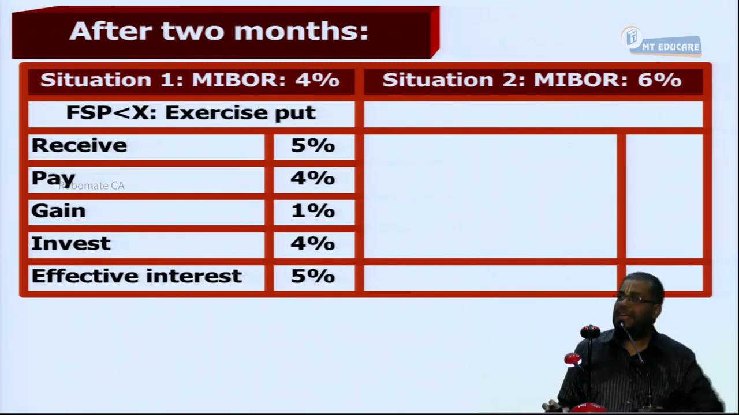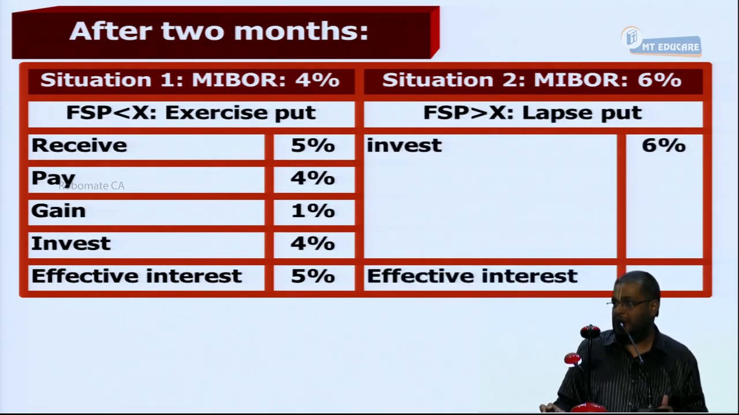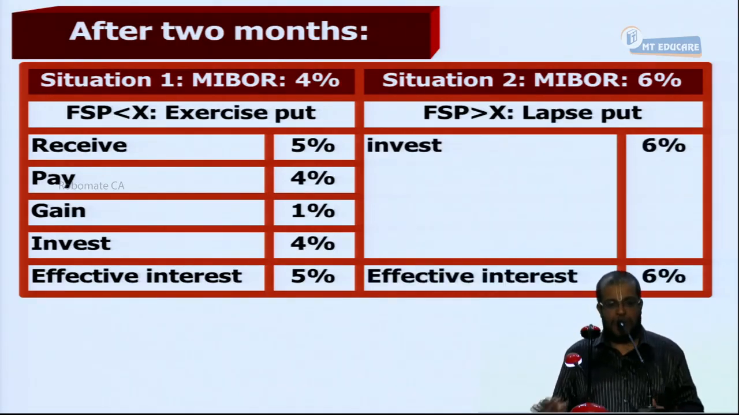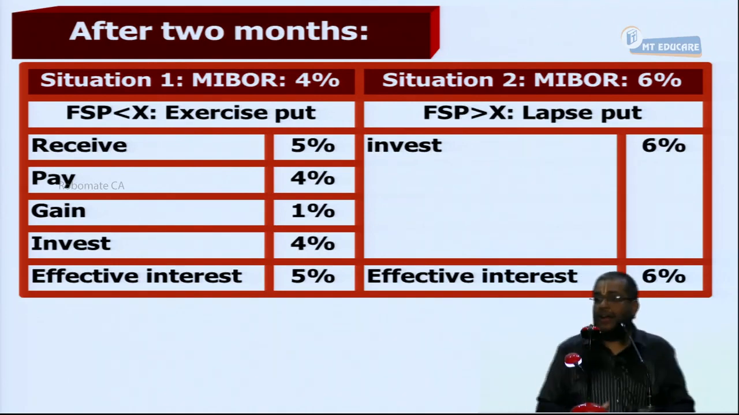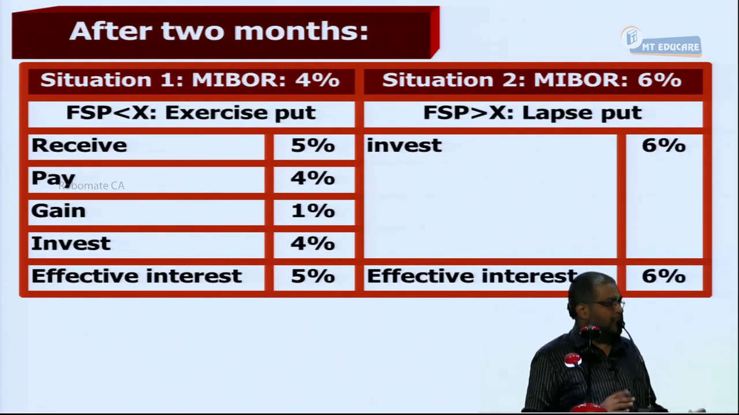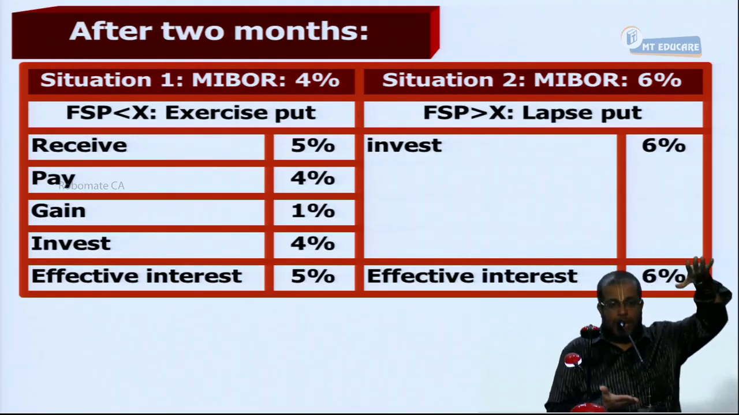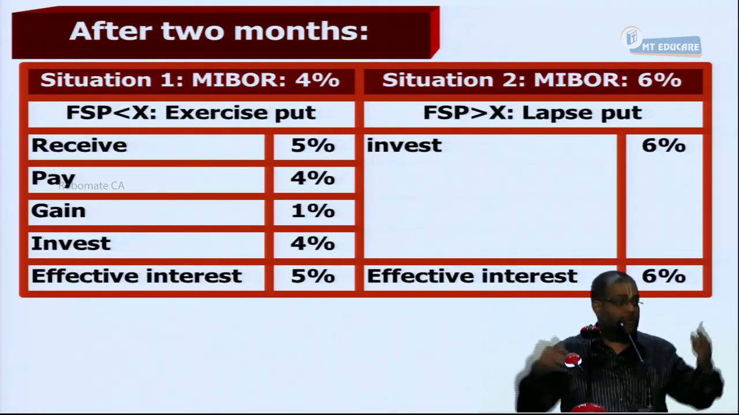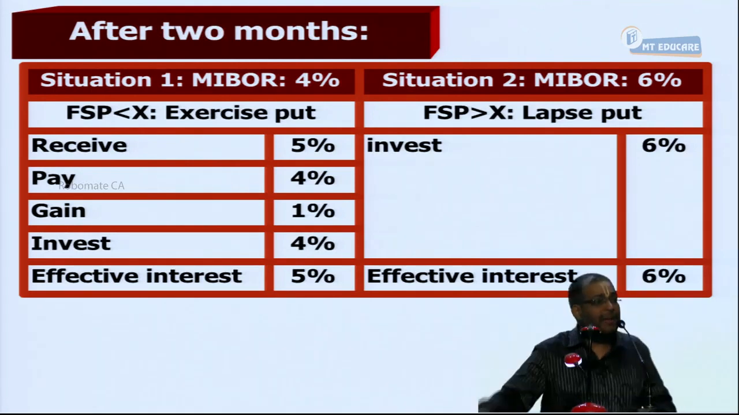Now, exercise and lapse. What will I do? Go to the bank and invest at 6%. If MIBAR becomes 6%, I earn 6%. If MIBAR becomes 4%, I earn 5%. A floor is insured, so I minimum earn 5%. It is called an interest rate floor. A cap is a call option. A floor is a put option. If I want to earn between two, I call it a collar, having a call option and a put option. Are you able to understand up to this?